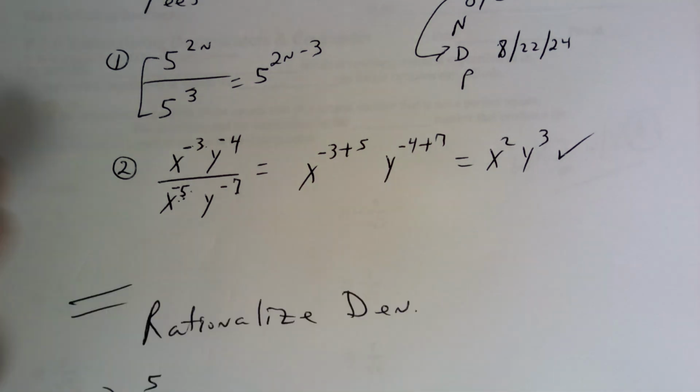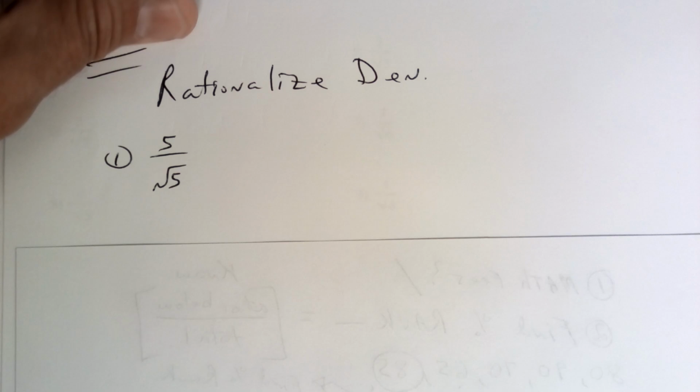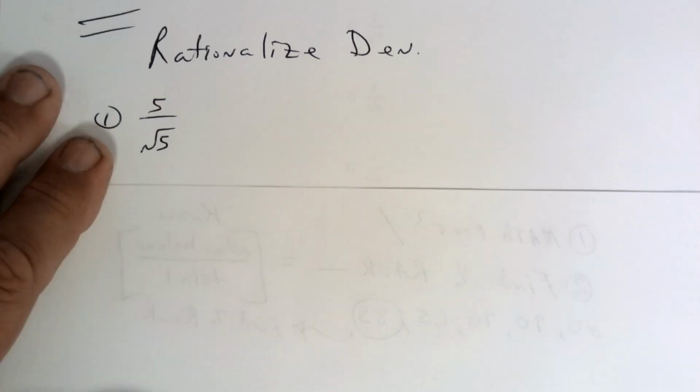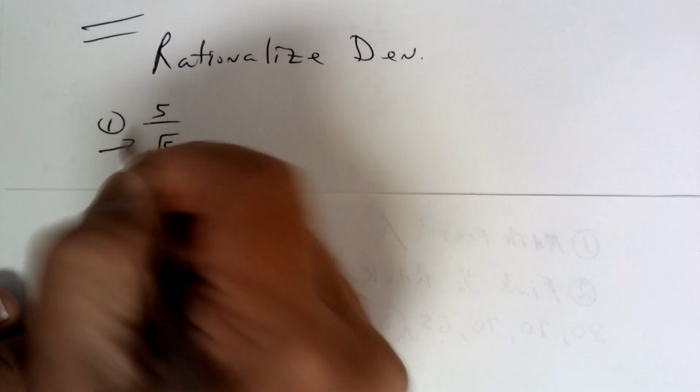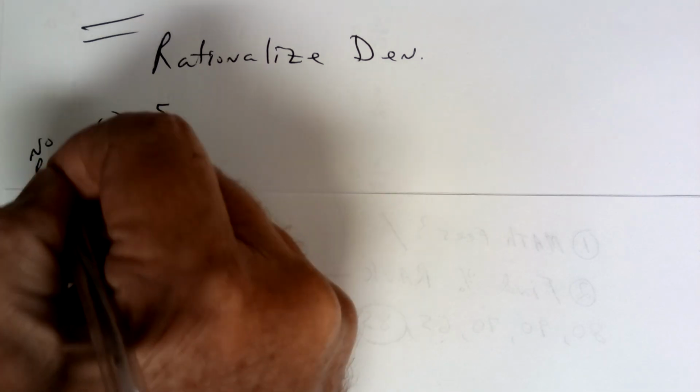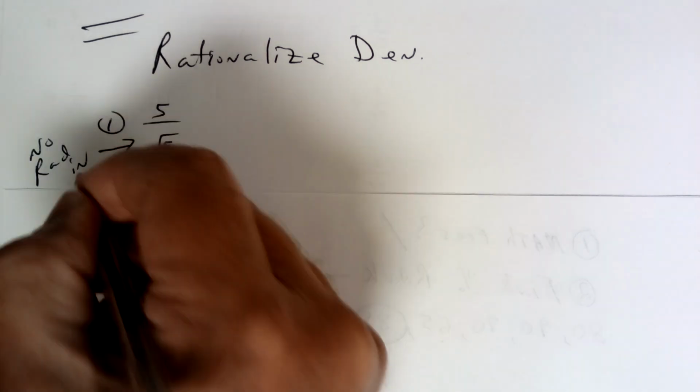Okay, we're going to rationalize the denominator. Copy this down right here. This is a method. You can't have a radical in the denominator. So write that down. No radical in denominator. And you can't have it.